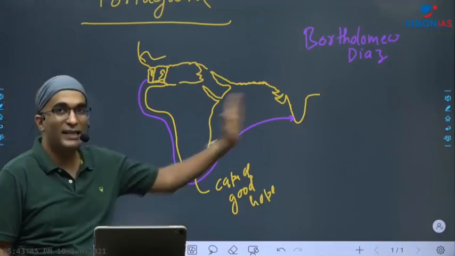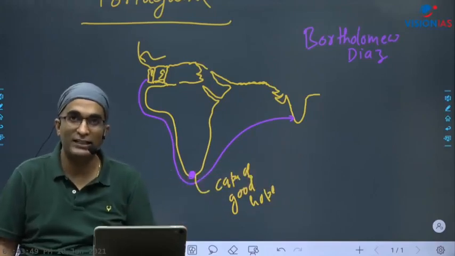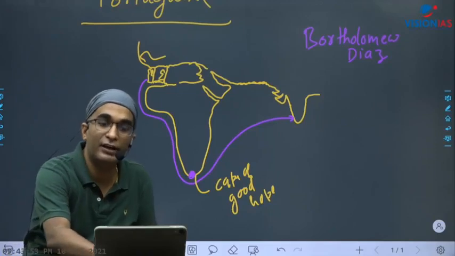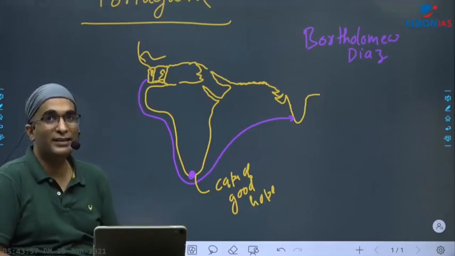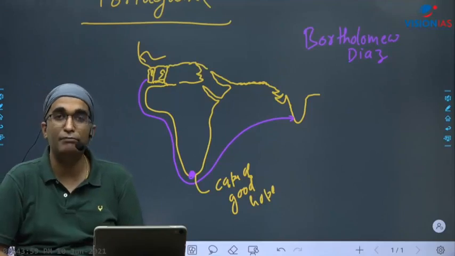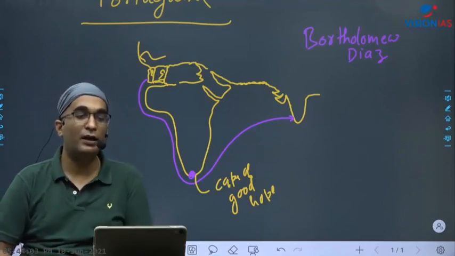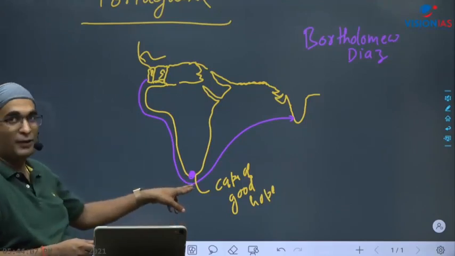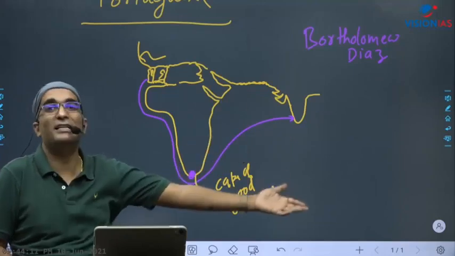Now, the second half of the route was to be discovered. Again, one sailor, his name was Vasco da Gama, and he started somewhere in 1497. At this point of time, there was another king in Portugal. His name was King Emmanuel. So at the time of King Emmanuel, Vasco da Gama started in 1497, and till this point of time, the route was known. He had to discover this part, and then he discovered this part.